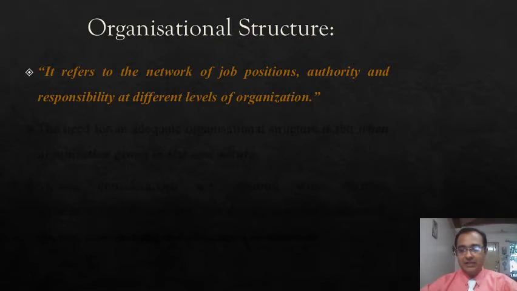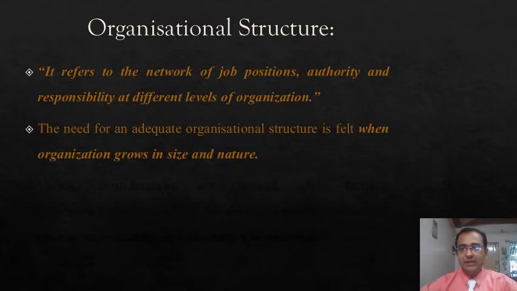Like if planning says what to do, how to do, when to do, and who is going to do it, then all those answers will be given practically in this structure. The structure will be created for the different job positions, for who will be responsible, who is accountable, who is authorized. Everything, that structure will be created at this stage of organizing.